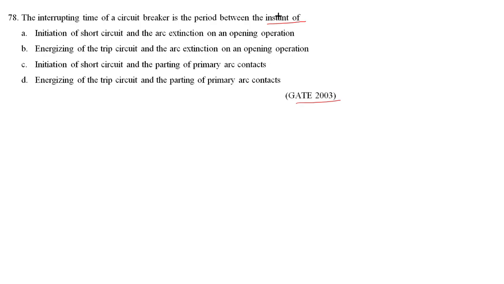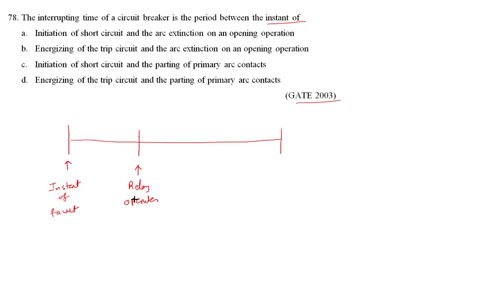From the instant of the fault, if we draw a timeline, suppose here at this instant the fault takes place, the instant of fault, and at this instant the relay operates. Now what do you mean by relay operate? It will give commands to the trip circuit of a circuit breaker, or the trip circuit is closed, trip contacts are closed. So that is nothing but the operation of the relay. This particular time frame is known as the relay time, the operating time of a relay.